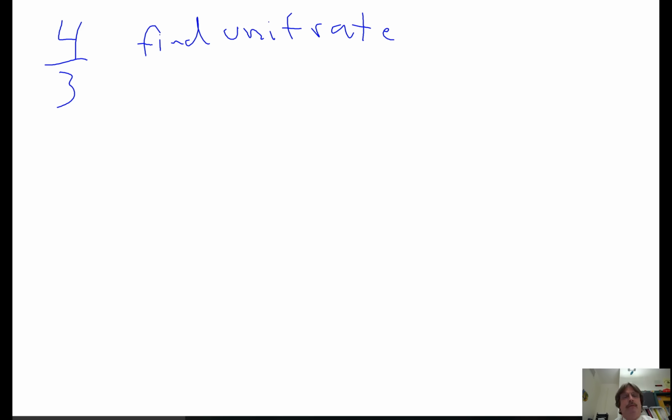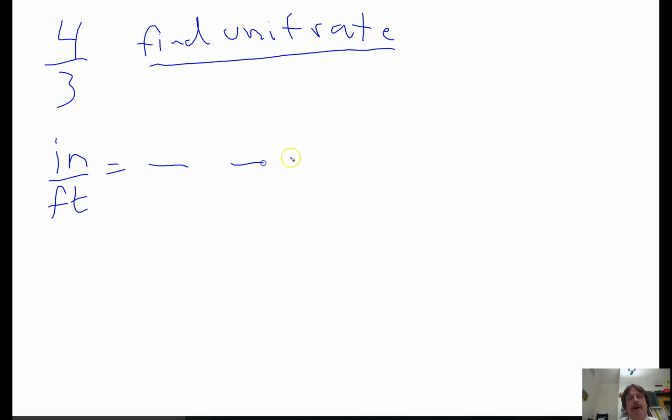So another way that we can work with this, besides the rate table, which is just an organizational tool to help you out, is that we can find the unit rate. So they gave us 4 inches is equivalent to 3 feet. One of the techniques I do is I always write my units on the outside. Inches to feet, because that way I know where I'm going to keep whatever it is I'm working with at what side. So this is going to be 4 inches to 3 feet.